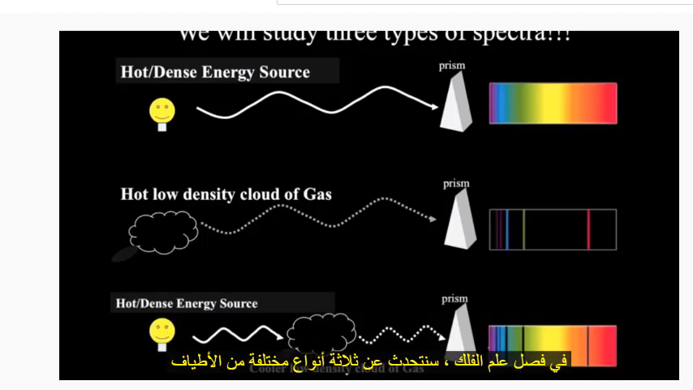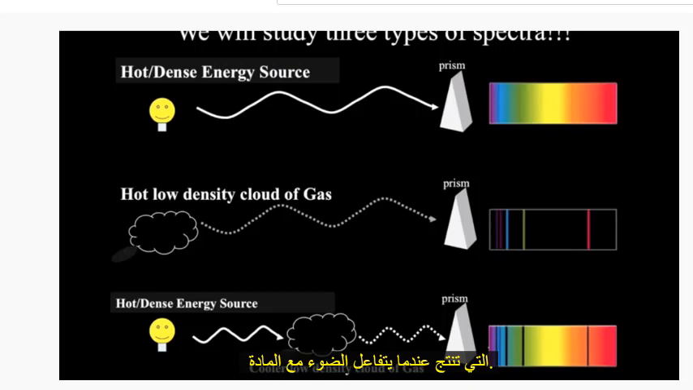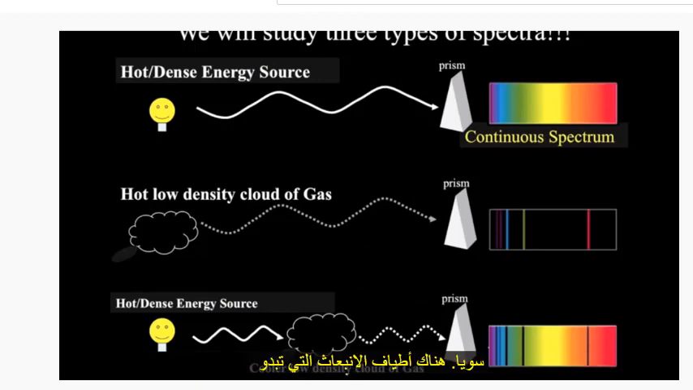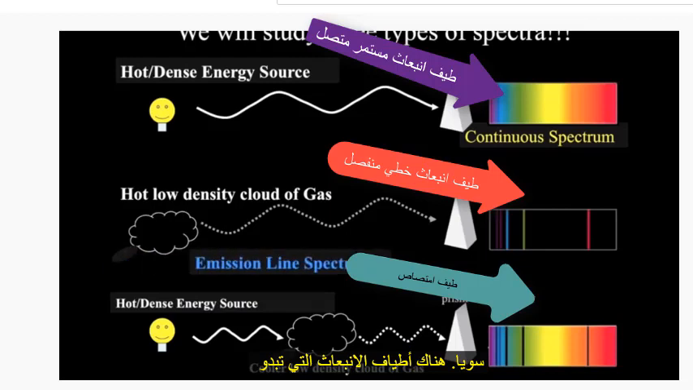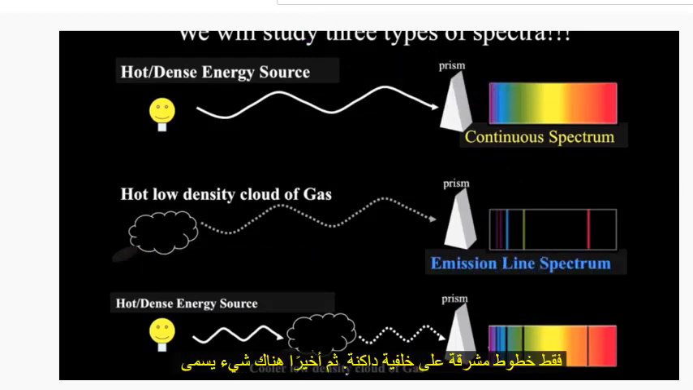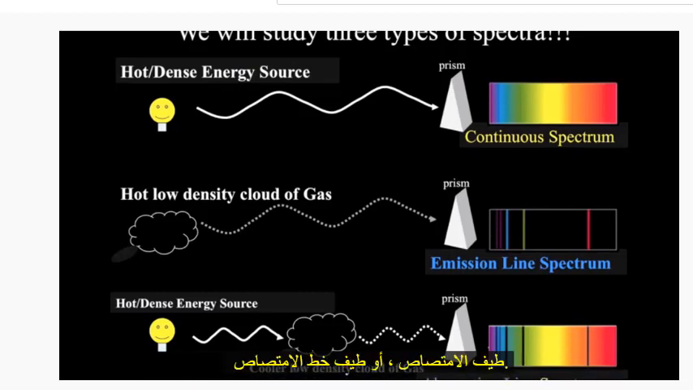We're going to talk about 3 different types of spectra that can be produced when light interacts with matter. There are continuous spectra, which look like a rainbow spectrum where all the colors blend together. There are emission spectra, which look like just bright lines on a dark background. And then finally there is something called an absorption spectrum or absorption line spectrum.